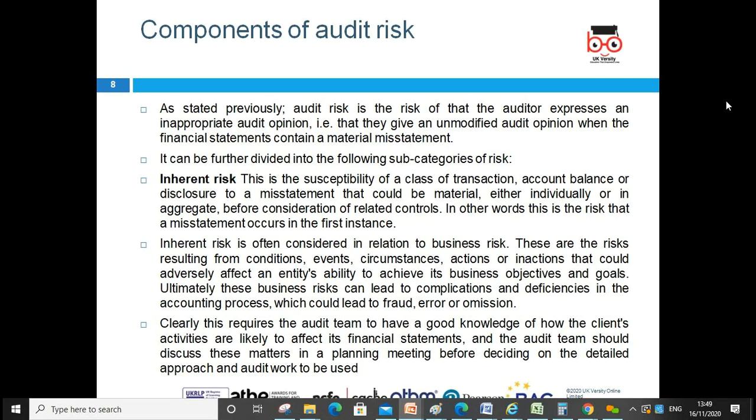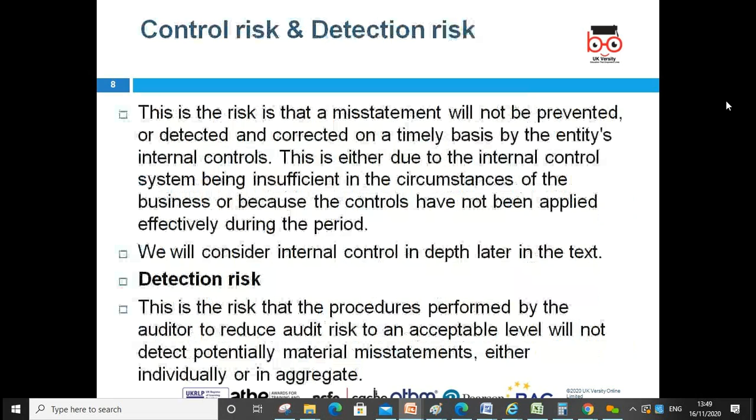Ultimately, these risks can lead to complications and deficiencies in the accounting process, which could lead to fraud and error. Any question here? No, this is fine. This is straightforward, yes? Okay. Then next we're looking at control risk. We'll go through the control risk.